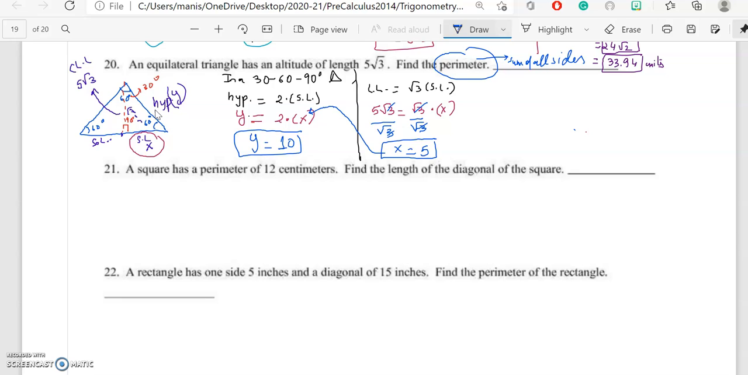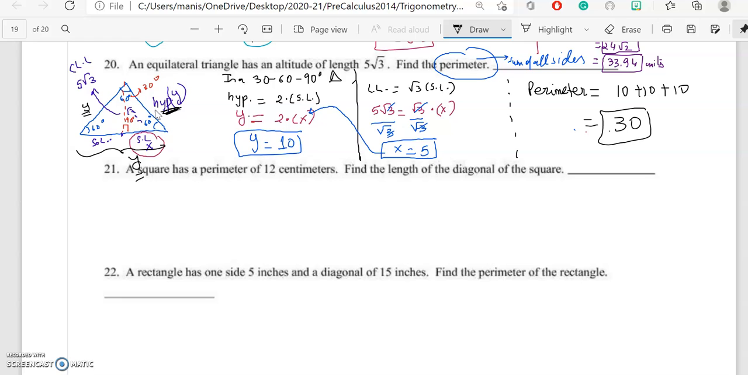Now I want you to pay attention to the question. Question is asking us what? Question wants us to find perimeter. So perimeter will be this side plus this side and plus this whole side. Keep in mind all sides will be y, y, y. Okay, so perimeter is equal to sum of all sides. So sum of all sides means 10 plus 10 plus 10, which will be equal to what? 30, and that's my answer for this question.